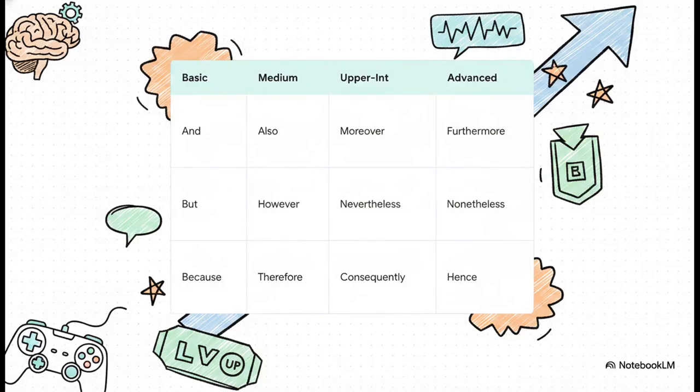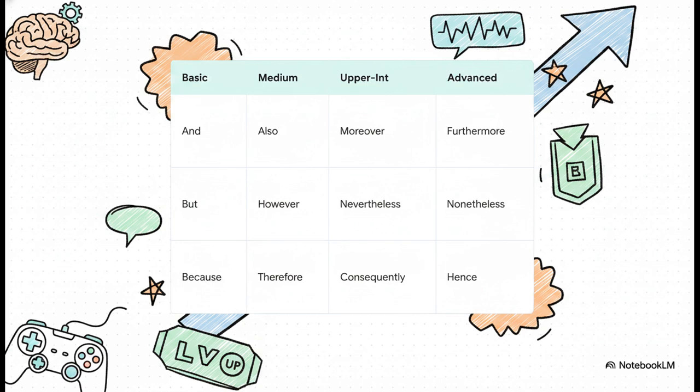So the real game changer here is this gamified cheat sheet. Watch how you can intentionally level up your vocabulary. We all know the basic tier, right? And, but, because. They work, sure, but they're pretty basic. Now consider the medium level, swapping out but for however or because for therefore. But if you really want to show off your fluency, step into the upper intermediate and advanced tiers.